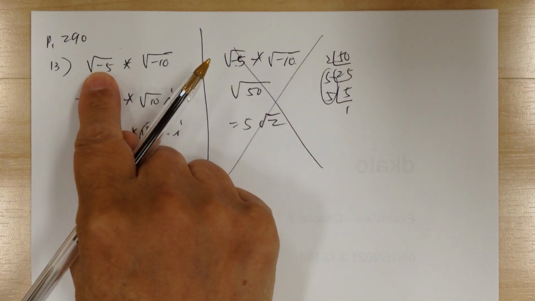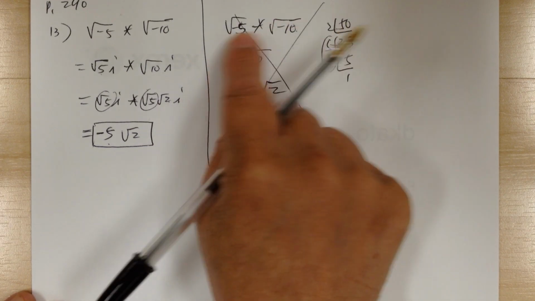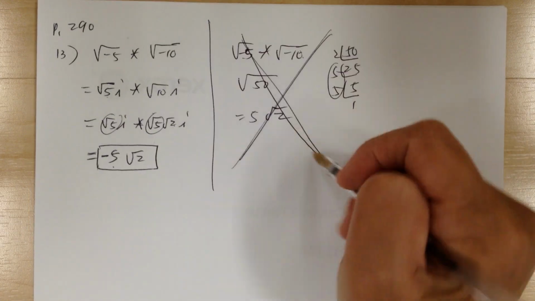Again, as soon as you see a negative inside the square root, you have to make it into i first before you do anything else. So do not multiply first. Okay, so again, this is bad.